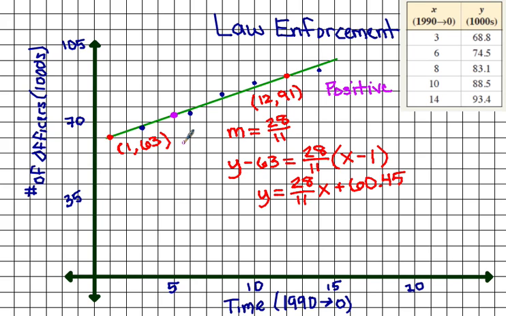Okay, so we're saying that 1995 x equals 5. So if I want to know how many officers I have, we can substitute 5 in for x. So 28 times 5 divided by 11. And then we'll add this 60.45, and we'll see that this point is roughly 73.2. Okay, so we roughly have 73,200 officers in 1995. Similar idea, I could go ahead and take a look at in 2011, which is when x is equal to.